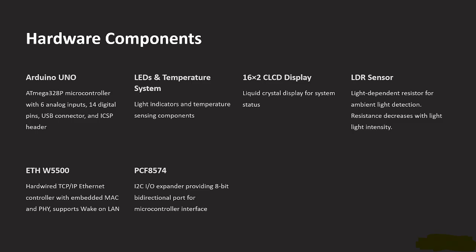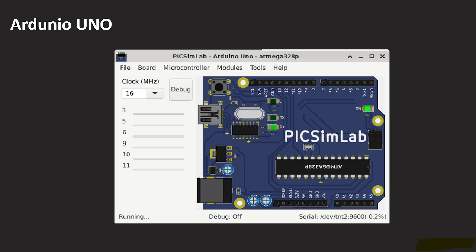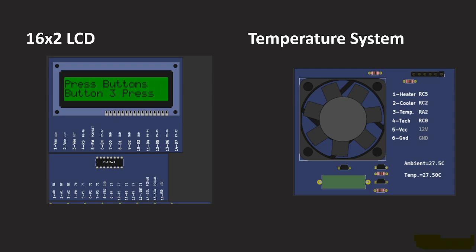And the PCF8574 is an I2C output expander providing an 8-bit bidirectional port for microcontroller interface. It is used to send data to the liquid crystal display, so by that the display will be operated. And this is the Arduino ATmega328P we used in this project. So using this Arduino we perform all actions in the project. This is the 16x2 crystal display and this is the PCF8574.